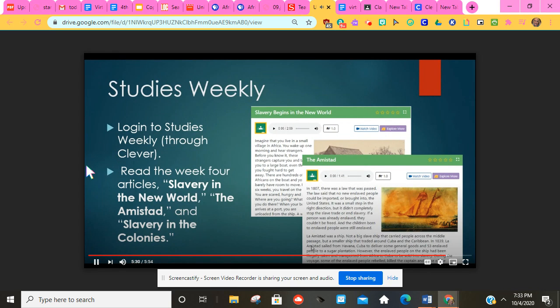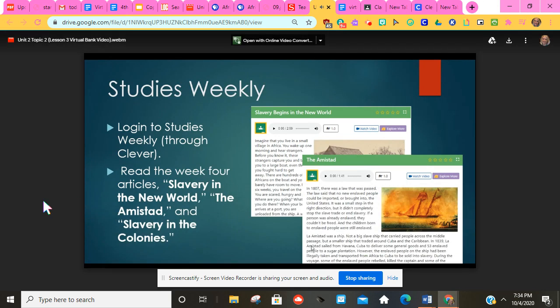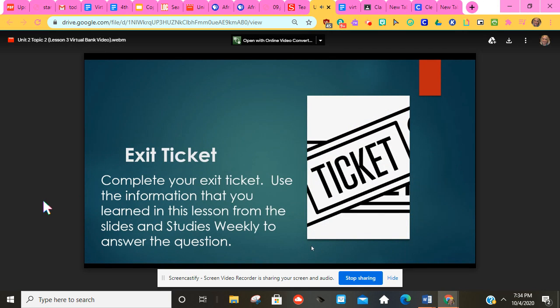Log into Studies Weekly through Clever, read the Week 4 articles, Slavery in the New World, the Amistad, and Slavery in the Colonies. Complete your exit ticket as assigned by your teacher. Use the information that you learned in this lesson from the slides and Studies Weekly to answer the question. Good luck, and we'll talk again soon.